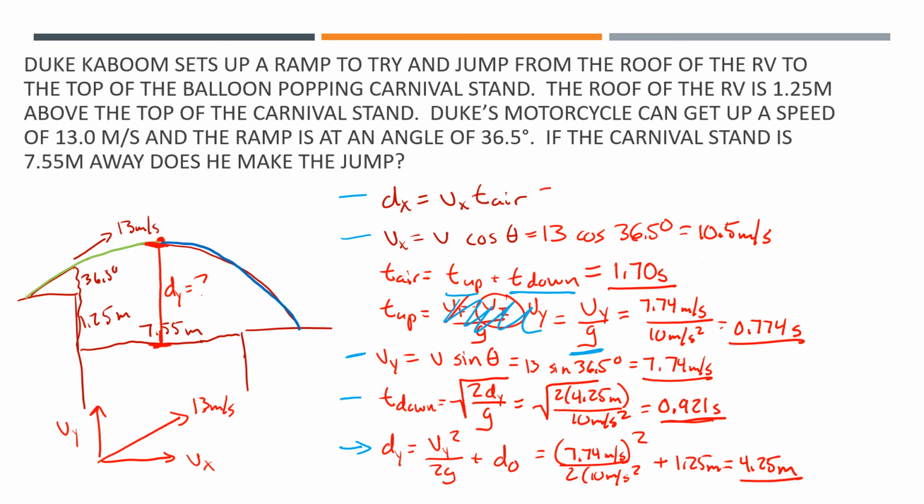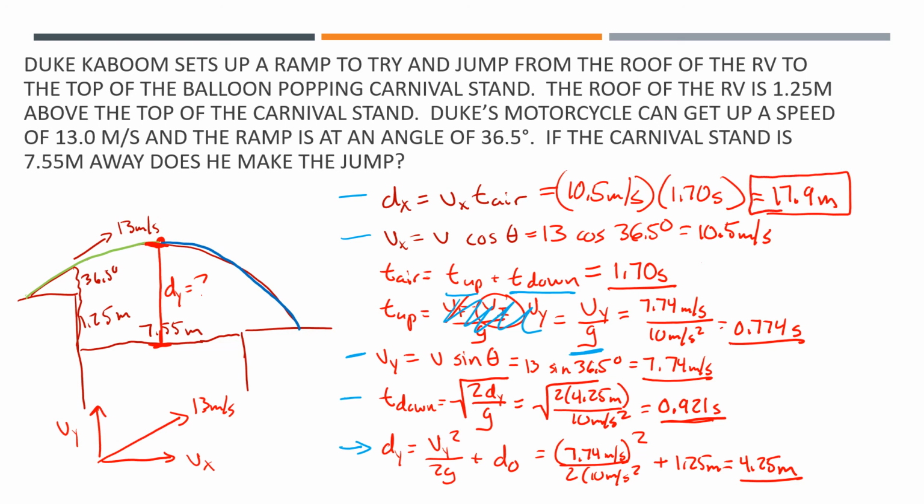And then we go here and we plug in 10.5 meters per second. And that's going to be times the 1.70 seconds. And we do 10.5 times 1.70. We find out that he easily clears, by traveling a total distance of 17.9 meters.